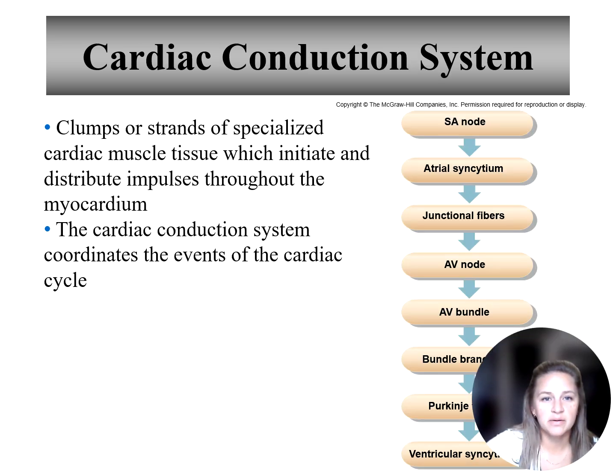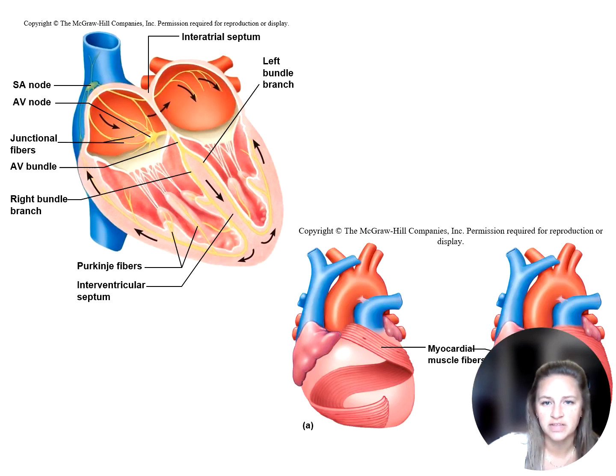So this is talking about the cardiac conduction system. The SA node kind of starts this whole thing. We're going to see a picture of it. It's a specialized muscle. This is where the electrical charge comes from that starts the contractions of the different parts of the heart. The SA node is also sometimes called the pacemaker of the heart. So atrial syncytium, and then the junctional fibers, and then the AV node, the AV bundle, the bundle branches, the Purkinje fibers, and then ventricular syncytium. So we're going to see a picture of all of that here.